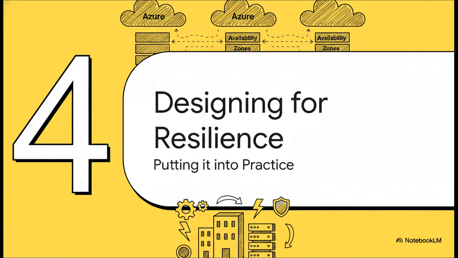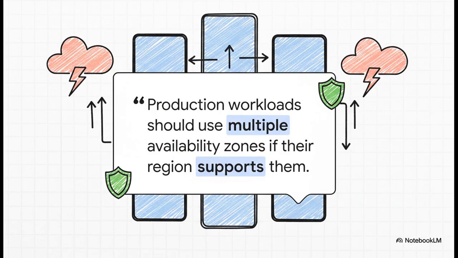All right, so knowing the difference between the two is one thing, but how do we actually apply this stuff? Let's move from the theory to the practical and look at how to design a real-world, resilient architecture. And, hey, you don't have to just take my word for it. This quote comes straight from the horse's mouth. It's official guidance directly from Microsoft. The message here could not be clearer. If you are running a serious production workload and you're in a region that has availability zones, you should be using them. It's not just a nice to have, it's a fundamental best practice for reliability.